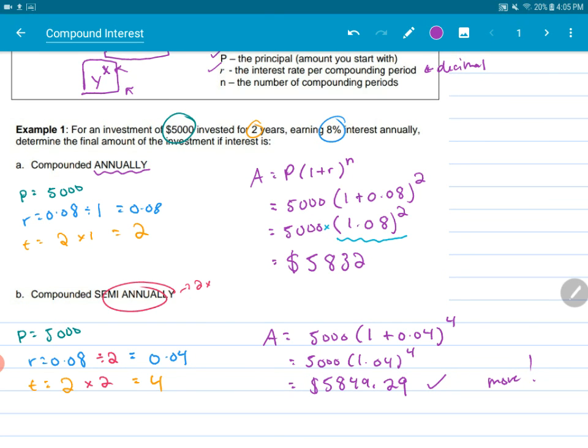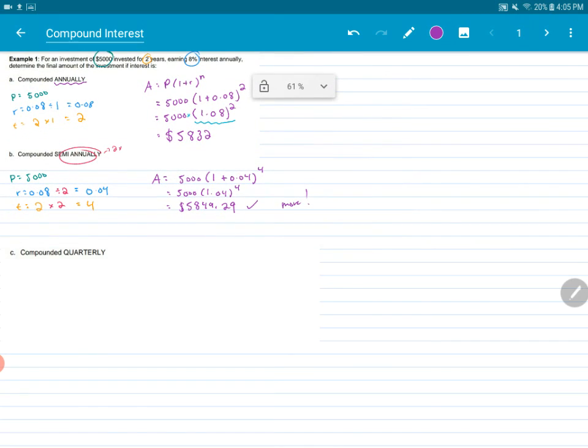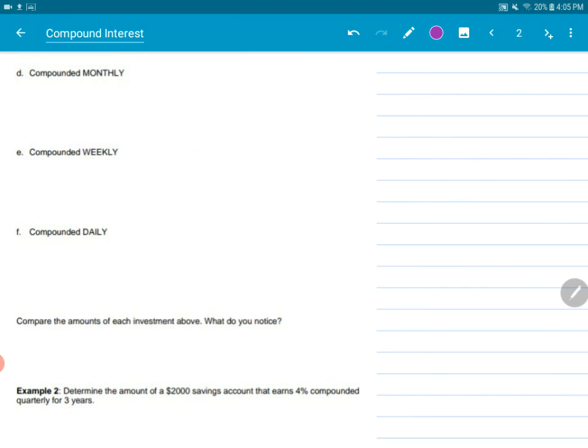The more times that you compound, the more money you're actually going to end up getting or owing in that situation. So continue this for the rest of these questions. So you have C, which is quarterly, and if you move on, monthly, weekly, daily. Compare what you notice. We kind of talked about that already. Try one more example, just going through and making sure you notice exactly what it's asking you for, and then check your answers.